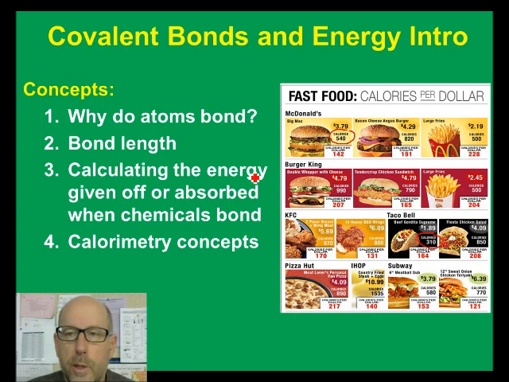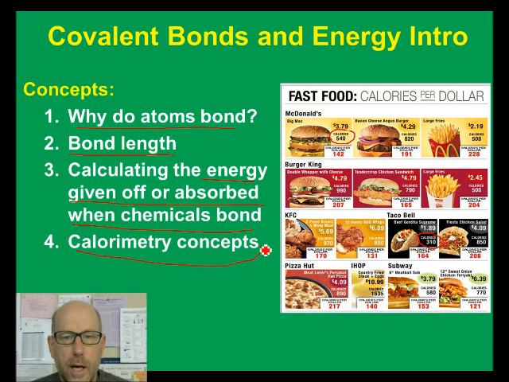So the concepts that we'll be looking at, the objectives for today, are why do atoms bond? And we'll look at bond length, long bonds between atoms or short bonds. We'll look at the energy. This is going to be a big part of it. We'll look at the energy given off or absorbed when chemicals bond. And last but not least, we'll take a good look at calorimetry, which is a method of figuring out these numbers right here. Look at that, 140 calories per dollar. What a great deal.